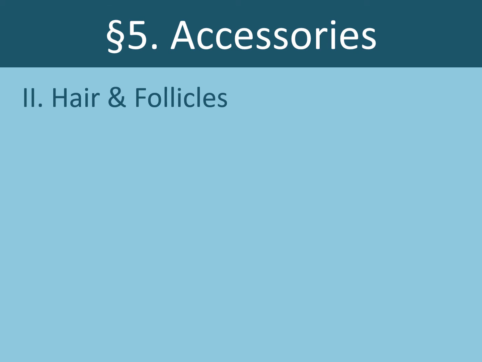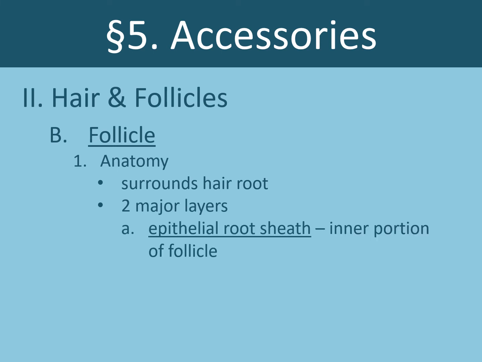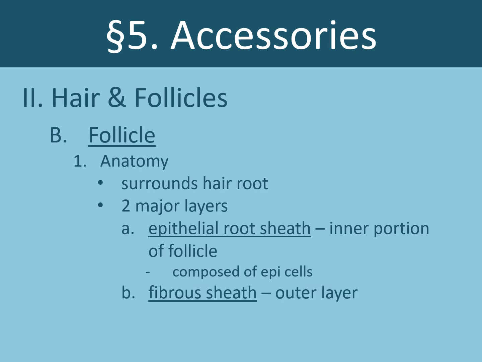Now let's discuss our hair follicles. Hair follicles surround the roots of our hairs. Hair follicles are composed of 2 major layers. First, the epithelial root sheath is the inner portion of the follicle. It's the part that actually comes in contact with the hair root. The epithelial root sheath is composed of epithelial cells. Surrounding that is the fibrous sheath. The fibrous sheath is composed of dermal connective tissue and helps supply blood vessels to the underlying epithelial root sheath.